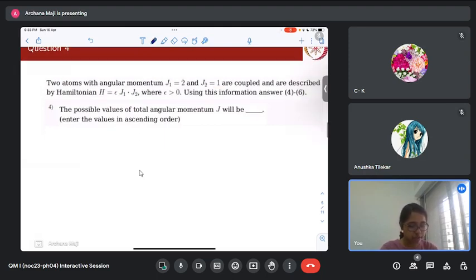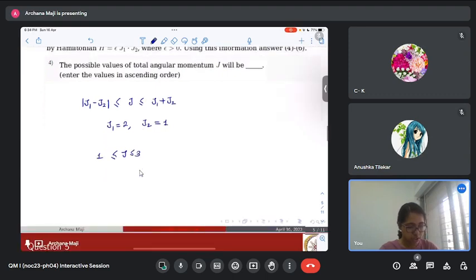The possible values of total angular momentum J: total angular momentum takes values from J1 minus J2 to J1 plus J2. Here J1 is 2, J2 is 1, so J will take values from 1 to 3, which means the possible values of J are 1, 2, 3.